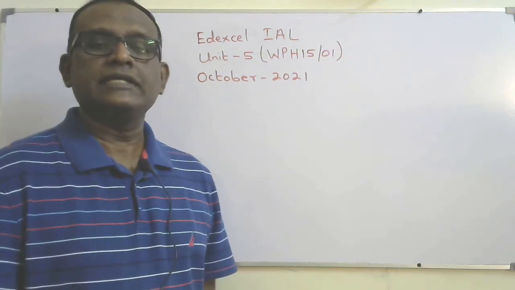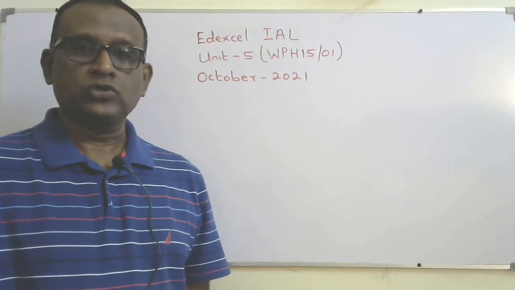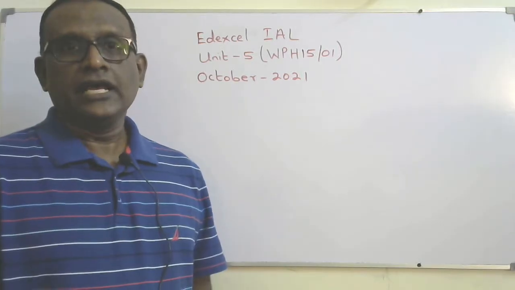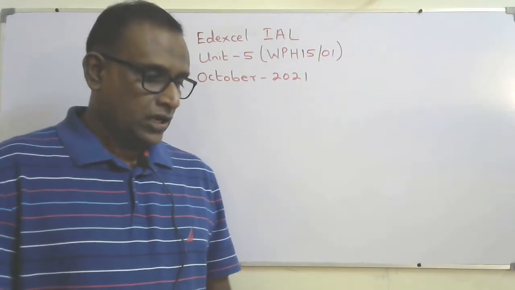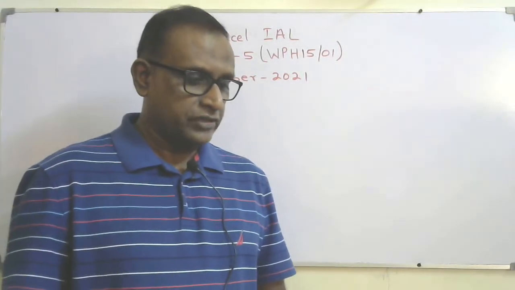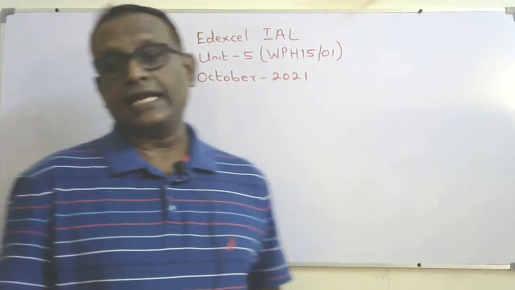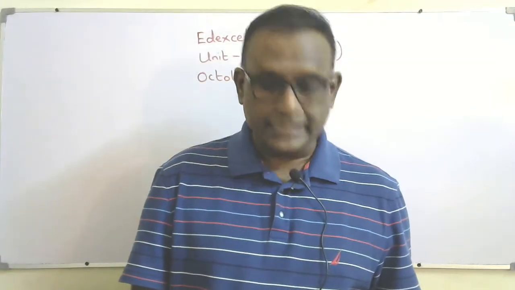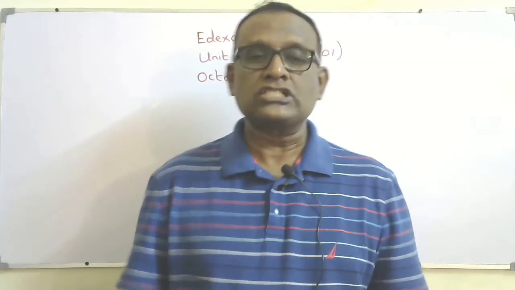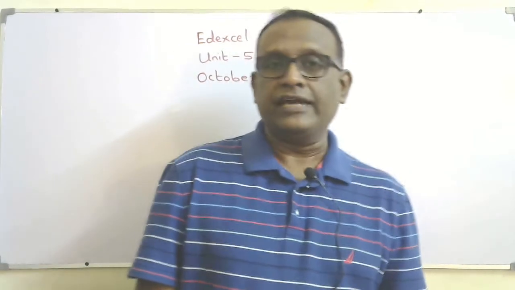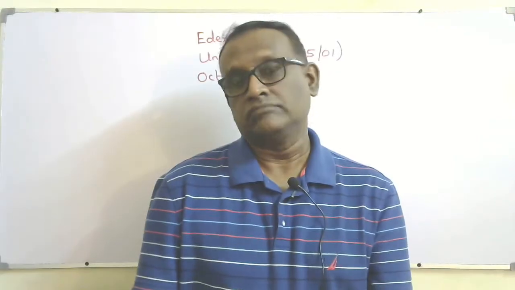Hi, in this lesson I am discussing the Edexcel IAL October 2021 Physics Unit 5 paper. Okay, the first question: which of the following describes a standard candle? We know a standard candle means an astronomical object with known luminosity. It could be a Cepheid variable or a type 1 supernova used as a standard candle.